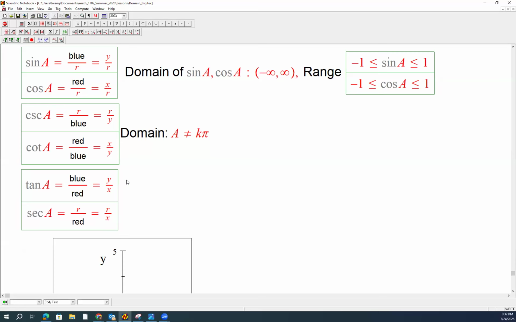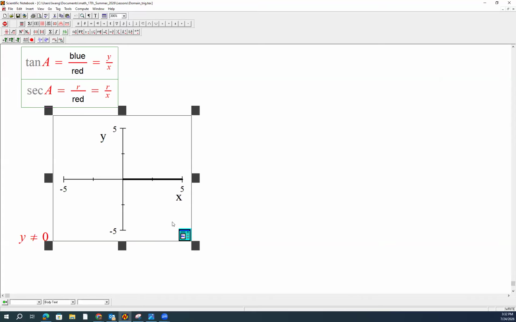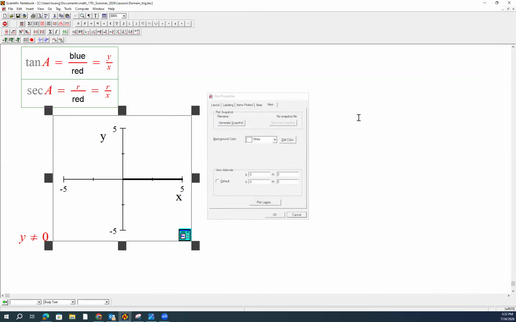So the domain will be determined by making sure we're not going to get a 0 denominator. So when will the denominator equal 0? That's when x equals 0. When will x be 0?